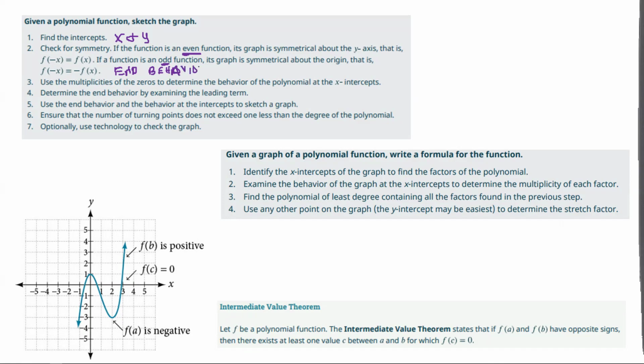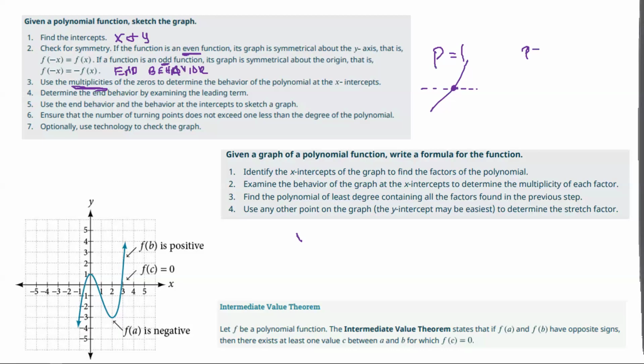Okay, use the multiplicities to determine the behavior. And there again, if p equals one, it's going to look like a straight line crossing, could be going down, could be going up, whatever, but it's going to cross that x-axis in one point.